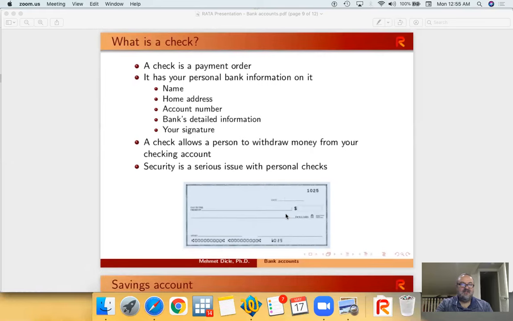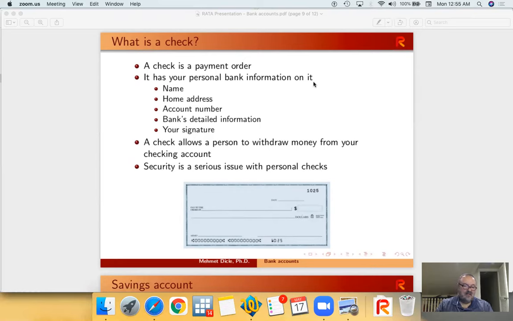So what is a check? A check is a payment order. It simply is a piece of paper, like so, and it has "pay to the order of," and it has a date, and then it has however much you're going to pay, which you write out in actual writing, and then you sign it. But notice it actually has your personal bank information.